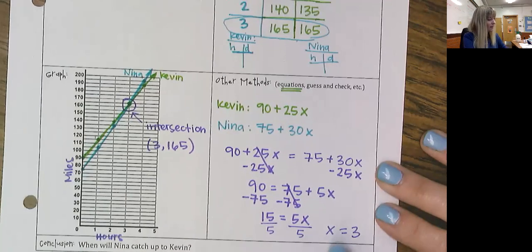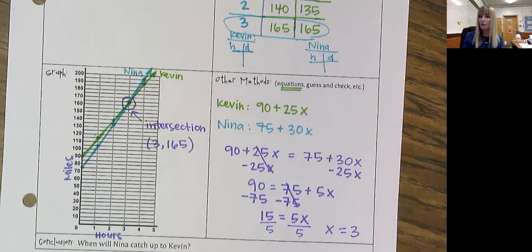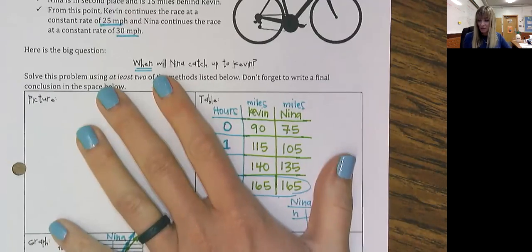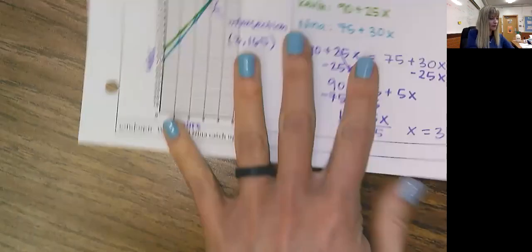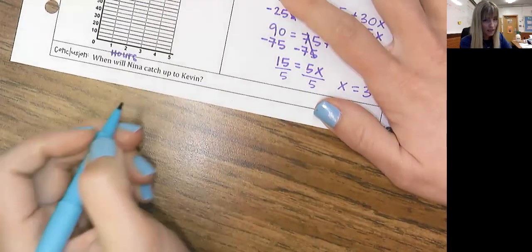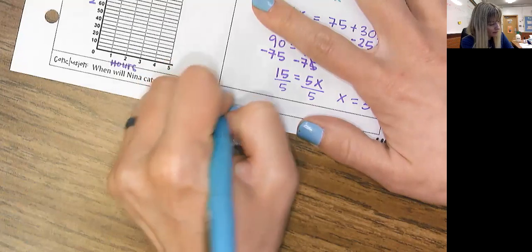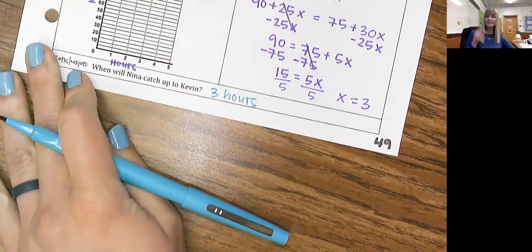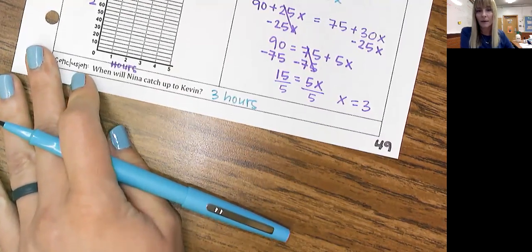Well, it means the same thing as it means in all these other questions. The question was, here's the big question, when will Nina catch up to Kevin? Well, we verified it 3 different ways. When will she catch up to Kevin? After 3 hours. And we also know after 3 hours, that distance will be 165 miles.